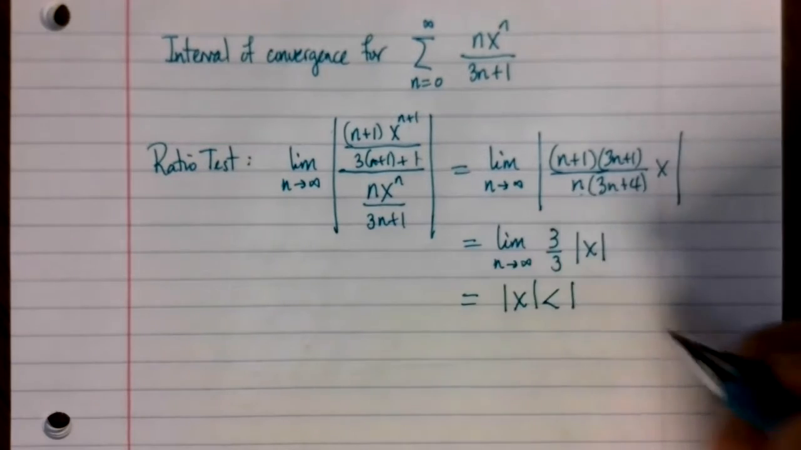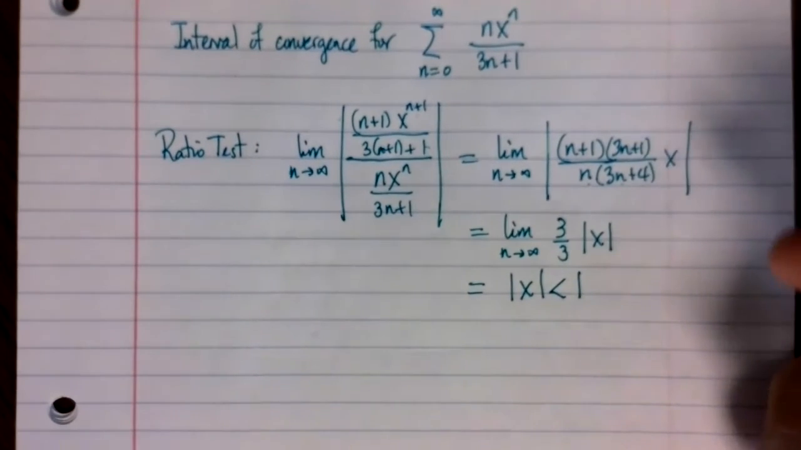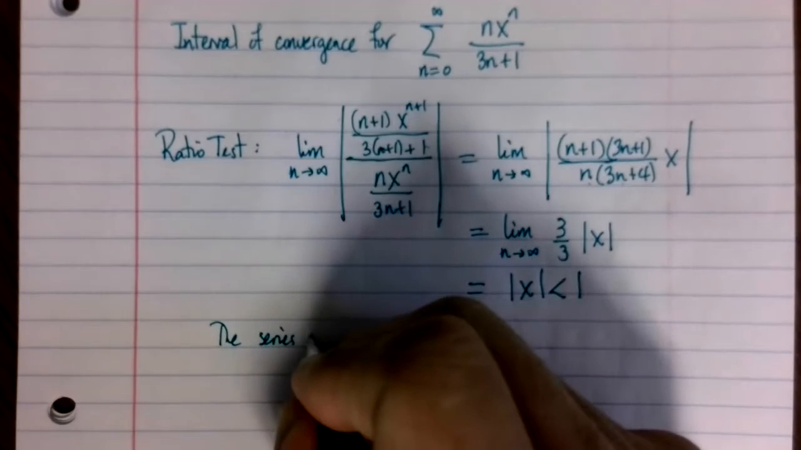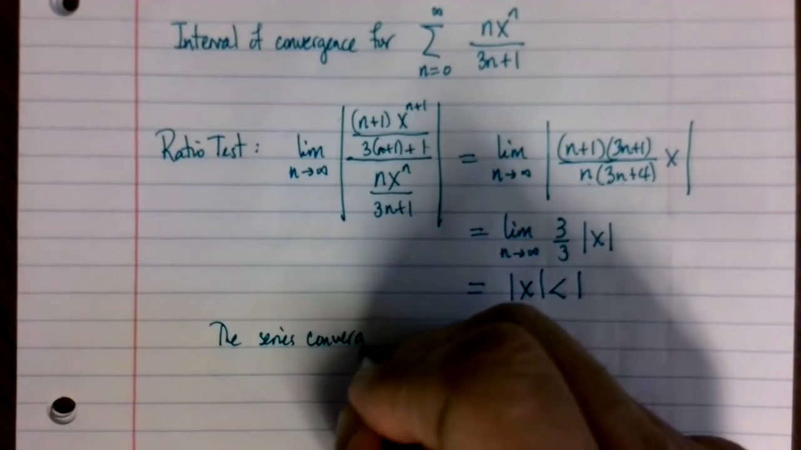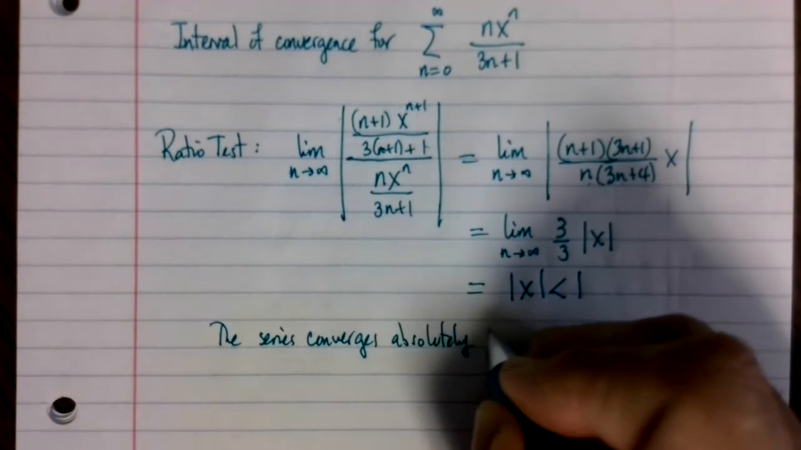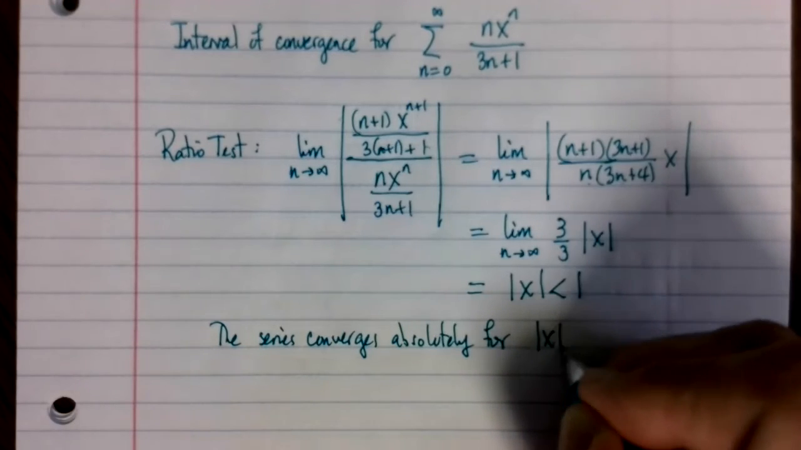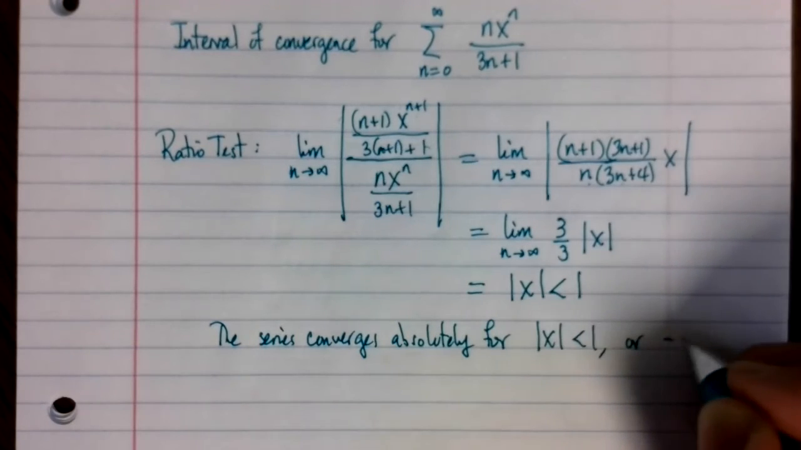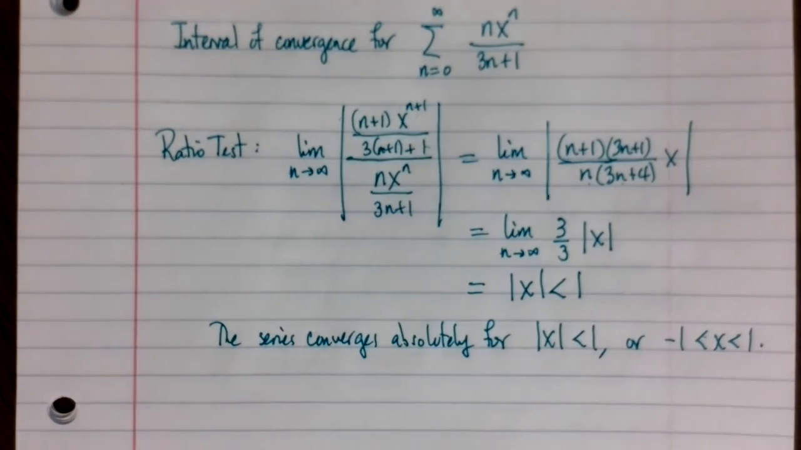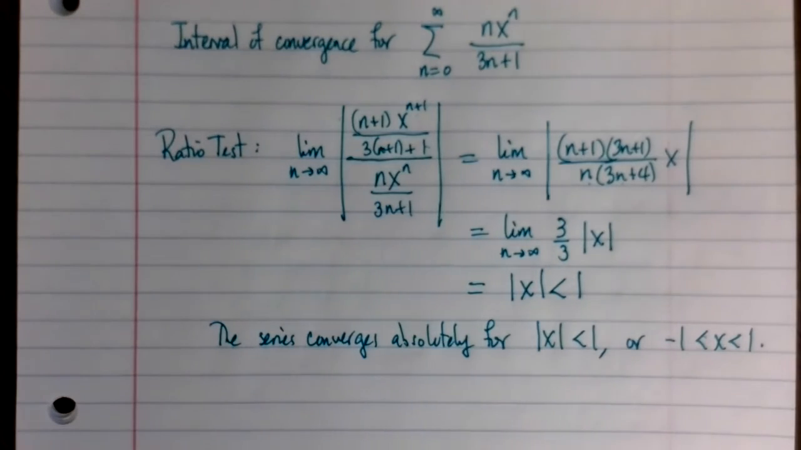Now, we want this to be less than 1 in order for it to converge. So the series converges absolutely for absolute value of x less than 1, or written another way, for x between -1 and +1. So that is the interval of convergence for this problem. The radius of convergence would be the one I see here.